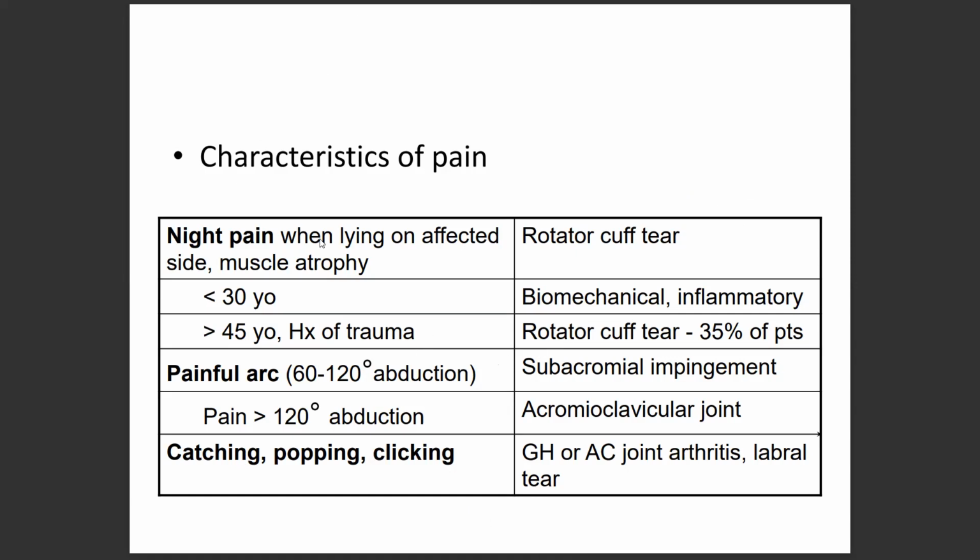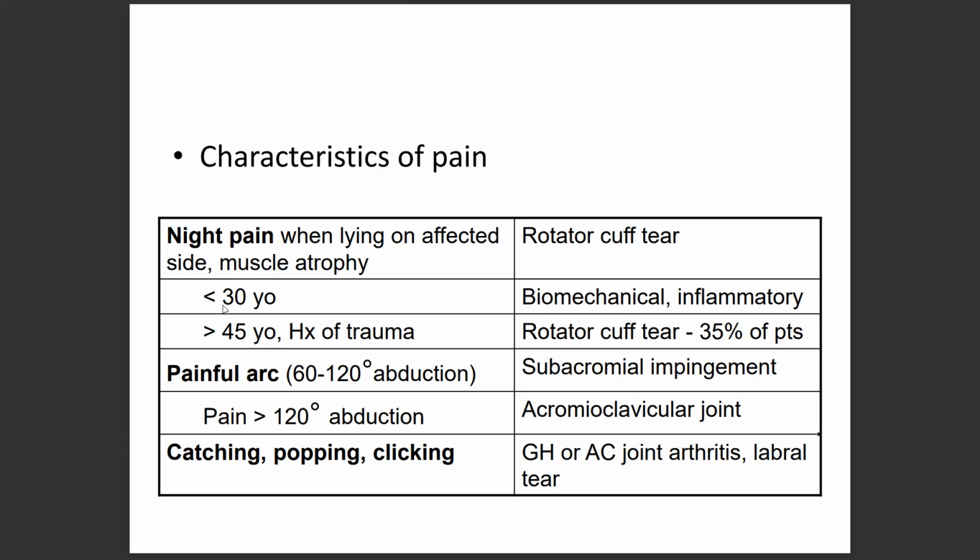Now consider the scenario of night pain when the patient is lying on the affected side, along with muscle atrophy. It indicates that a rotator cuff tear is present. But if the age is less than 30 years, the cause is biomechanical and there is tendonitis as well. On the other hand, if the age is more than 45 years and there is a history of trauma, there are chances of rotator cuff tears, which may be present in 35% of patients.